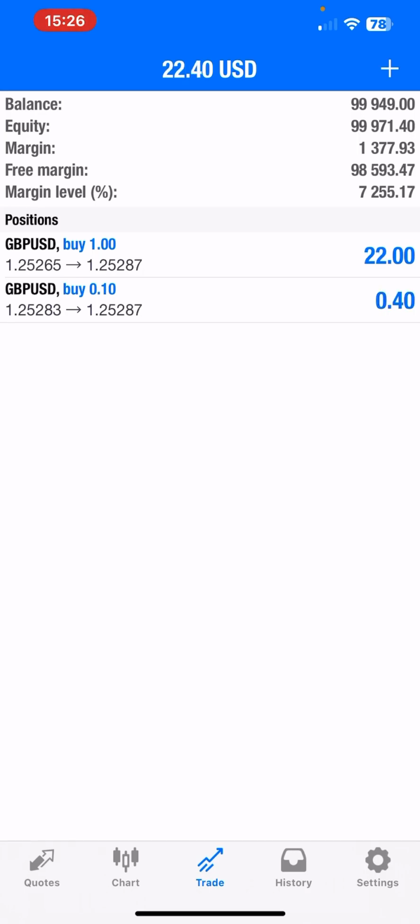And what do you have here? 1.25288. You see it is changing. It has gone to 30. Now look at the decimal place where you actually bought: 28, and now it has gone to 30, which means it has moved by approximately 2 decimal places. That's why you're making $2, and it keeps fluctuating like that. That is how you calculate the pip movement.